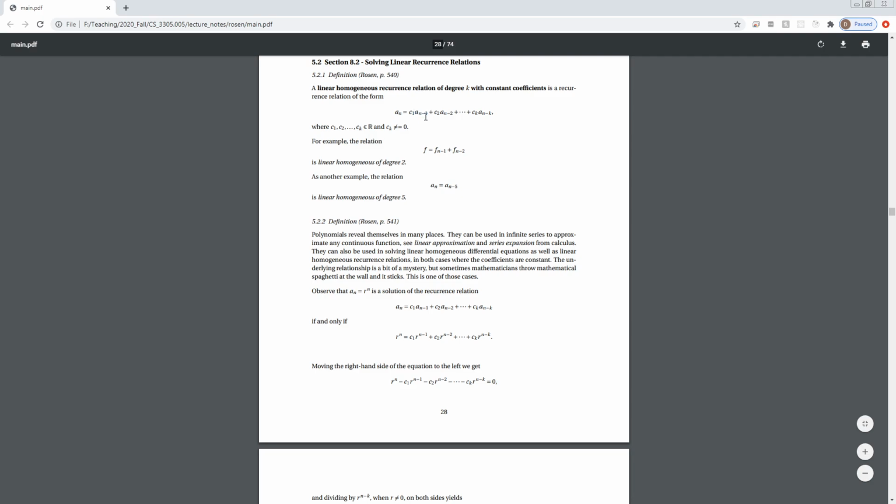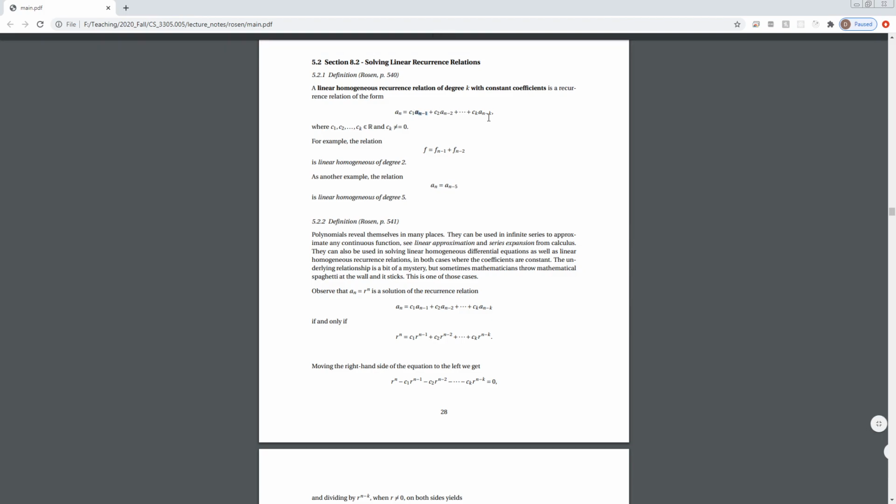So it's linear. The homogeneous part is that we're not mixing functions here. We don't have some other series b sub n or anything like that we're mixing in here. And we don't have any other function that we're mixing in there.